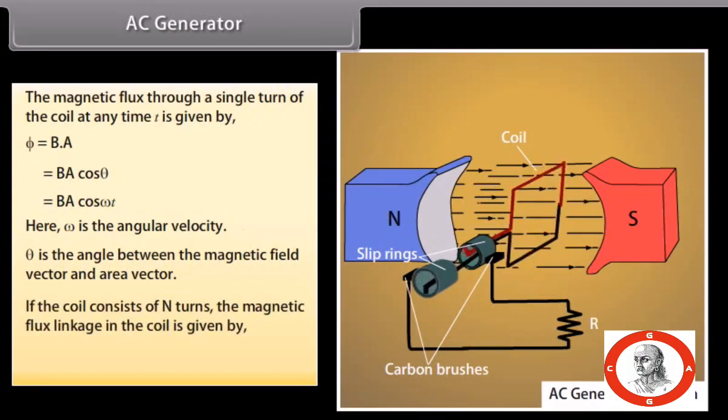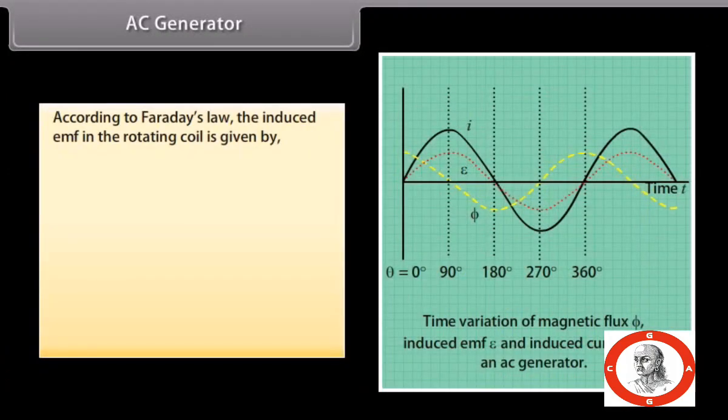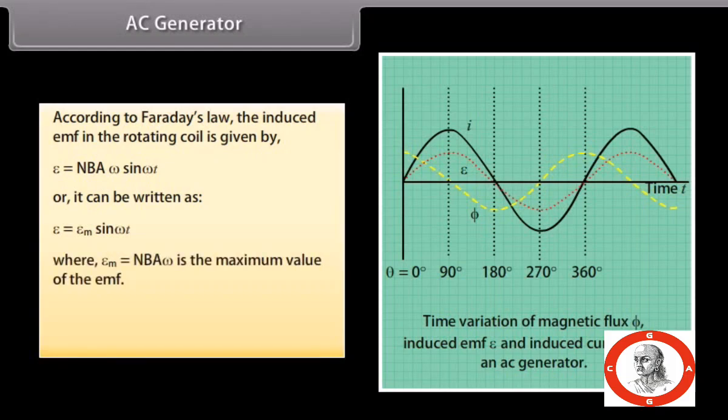If the coil consists of N turns, the magnetic flux linkage in the coil is given by NBA cos omega t. According to Faraday's law, the induced EMF in the rotating coil is given by NBA omega sin omega t, or it can be written as E equals E M sin omega t, where E M equals NBA omega is the maximum value of the EMF. The induced EMF varies sinusoidally with time.